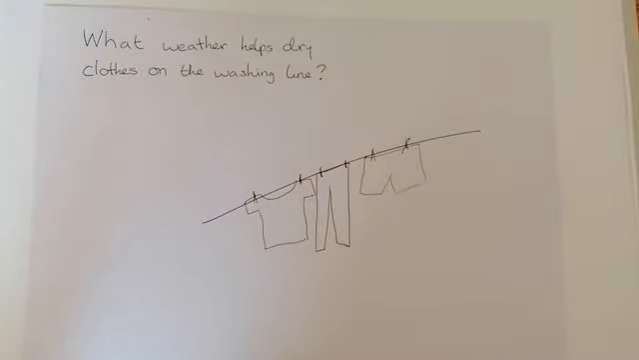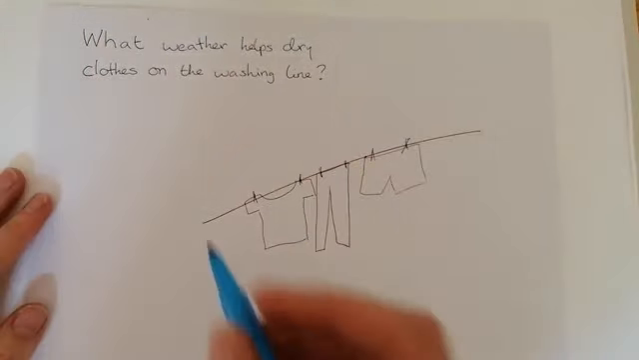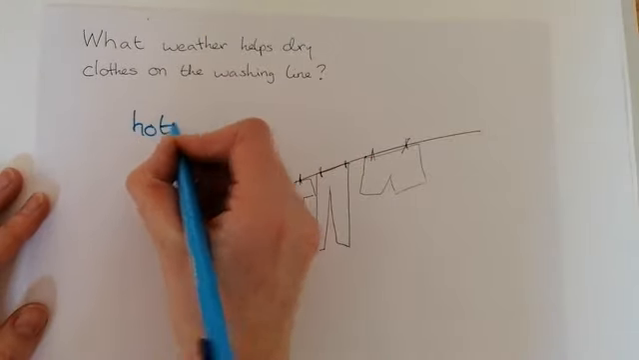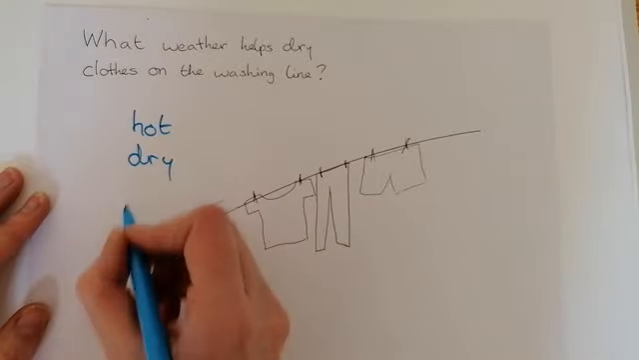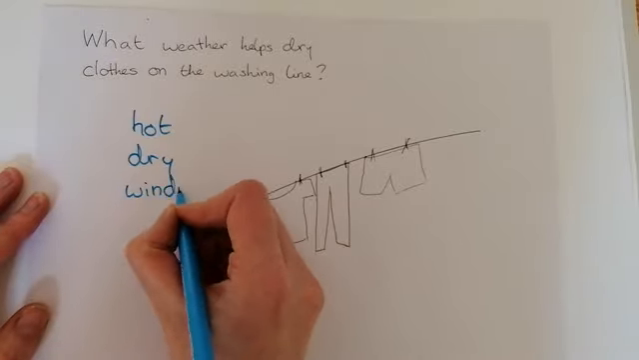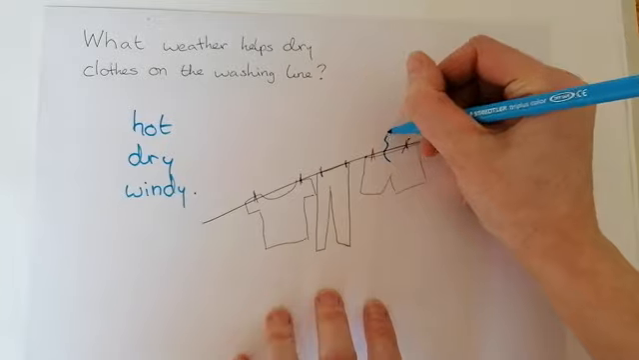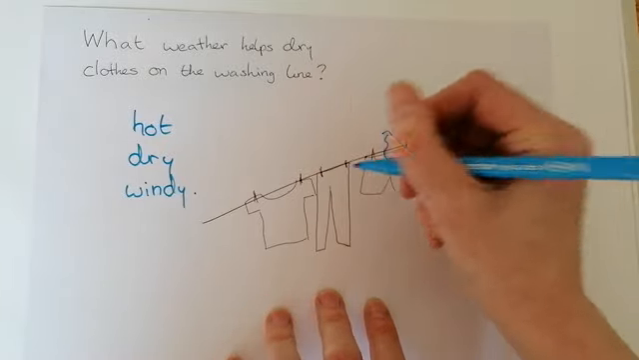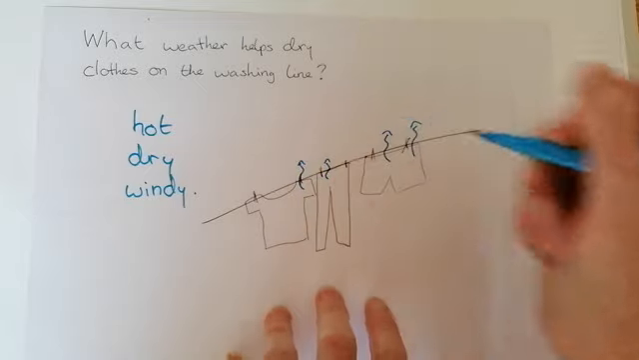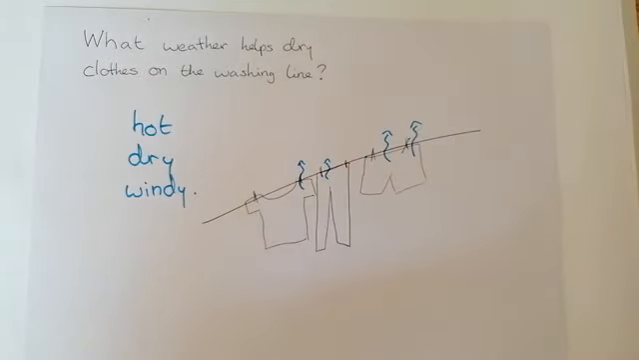What weather helps dry clothes on the washing line is a question that you can all answer. And it's exactly the same answer to this question as the one that we've looked at before. So, if you've got some washing drying on the line and you want it to dry as quickly as possible, then you want the weather to be hot, you want the weather to be dry, and you want it to be windy. And those three things will cause the water to leave your clothes as quickly as possible so that they dry. Transpiration is when plants dry out.